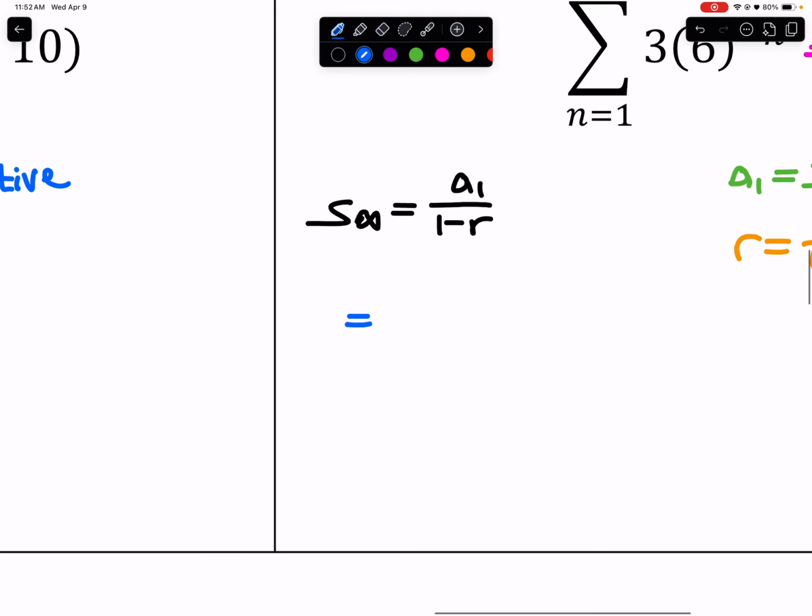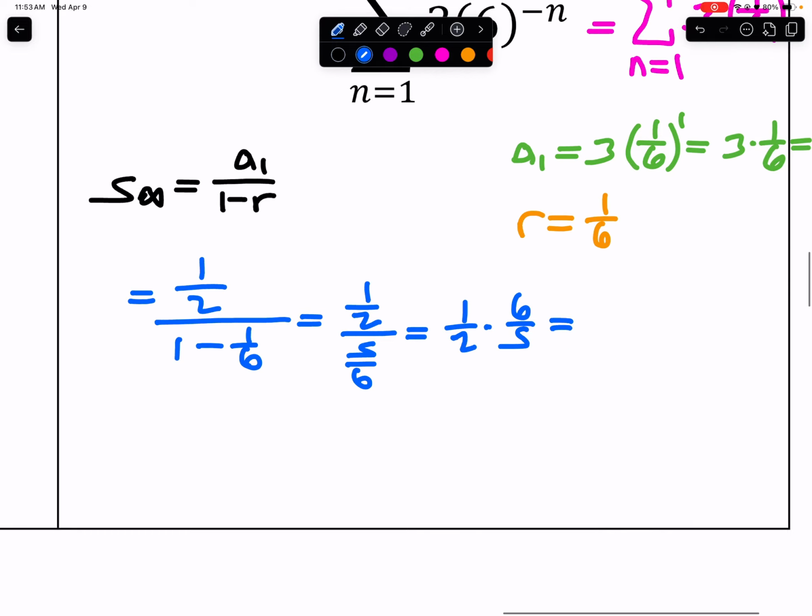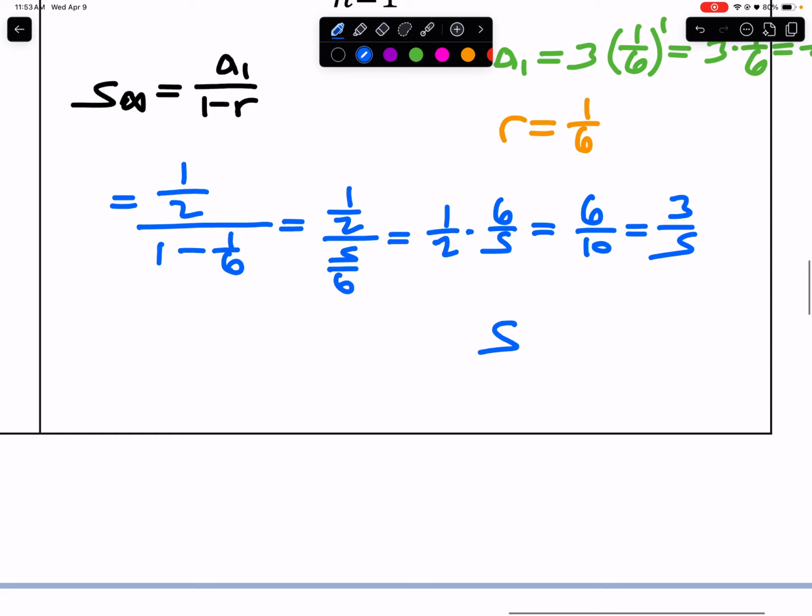So I'm going to plug this information in here. This is going to be equal to 1/2 divided by 1 minus a sixth. So this is going to be equal to 1/2 over 5/6. So once again, when you divide by a fraction, I'm going to multiply by the reciprocal. So this is going to be 6 over 10, which is equal to 3/5. So my infinite sum here is actually equal to 3/5.